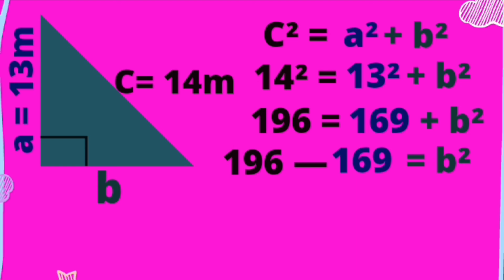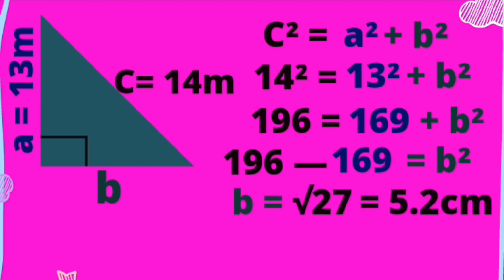196 minus 169 is equal to 27. So you have B squared is equal to 27. To clear the square from the B, we have to take the square root of both sides. If you do so, you would have B equal to the square root of 27. The square root of 27 is 5.2. Hence, the distance of the wall from the foot of the ladder is 5.2 meters. I hope you understand that. Now pause this video and solve this problem yourself again.